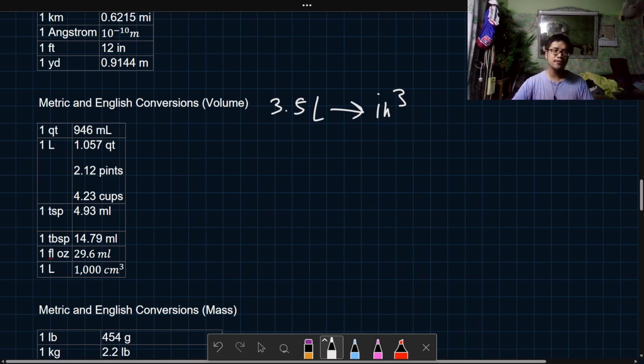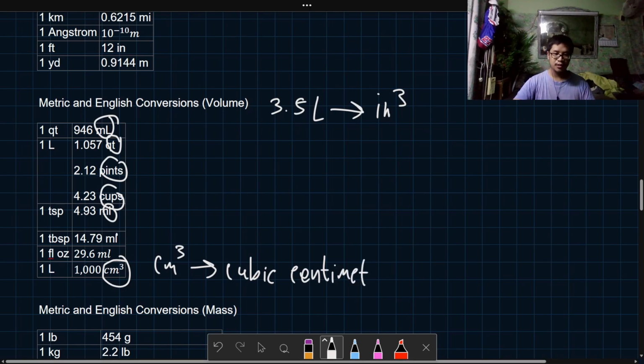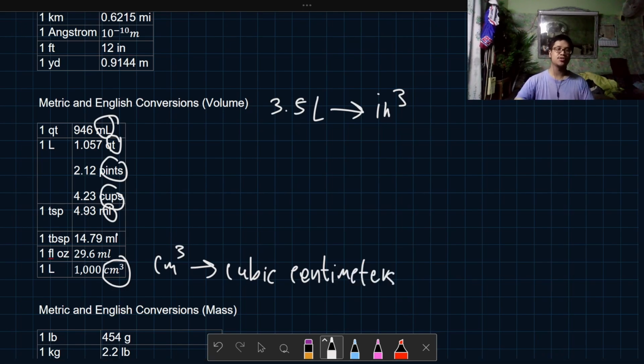Look closely. We have milliliter, quarts, pints, cups, and then we have cubic centimeters. If you see this one, it means cubic centimeters. But there's no cubic inches. So what are we going to do?